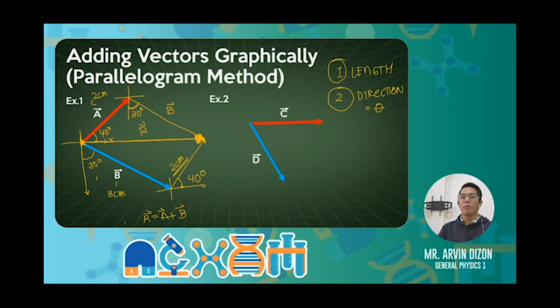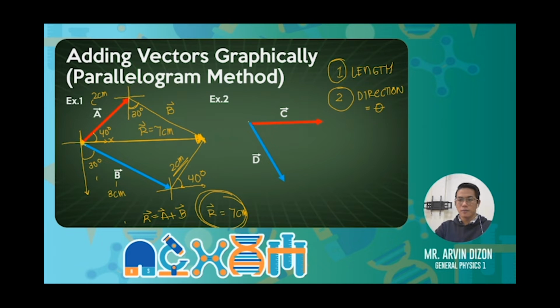Now what will be the magnitude? Since this is the graphical method, you have to measure it using your ruler. Since I am doing it electronically, I'm just going to assume that this is about 7 to 8 centimeters, let's say 7 centimeters, just for example. That will now be your resultant for this example.